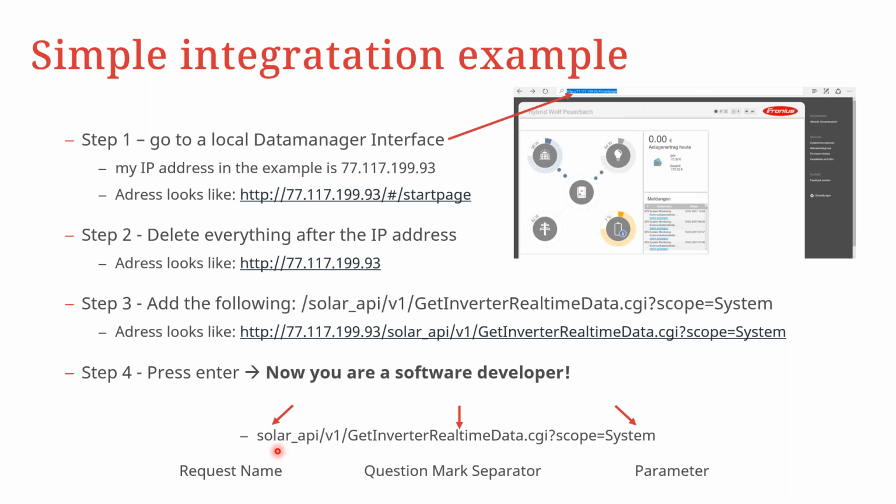So the Solar API is the request name, then the question mark separator. So this is the GetInverterRealtimeData. And the next is the parameter, which is the system name.